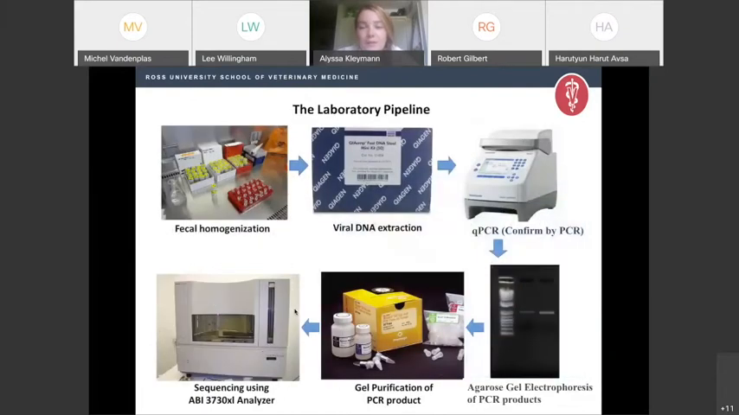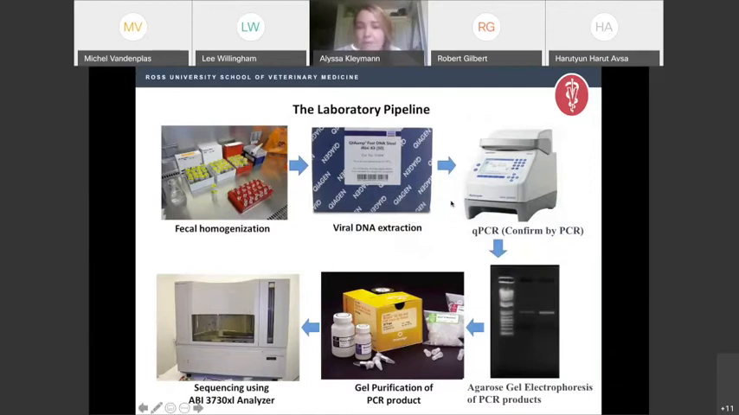So this will become a very familiar schematic throughout my presentation. Since I'm presenting it to you for the first time here, I will go into a little bit more detail of what we did. As I said, those fecal samples were collected before my time, so we pulled those out of archive samples from the freezer, and we began by fecally homogenizing the samples in order to then extract viral DNA.